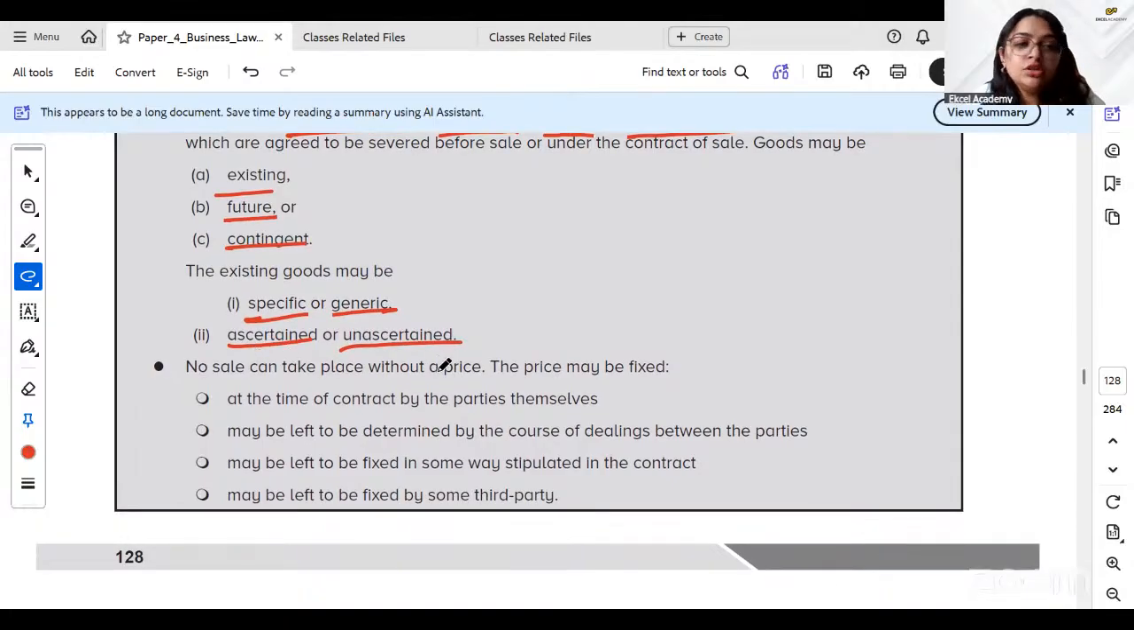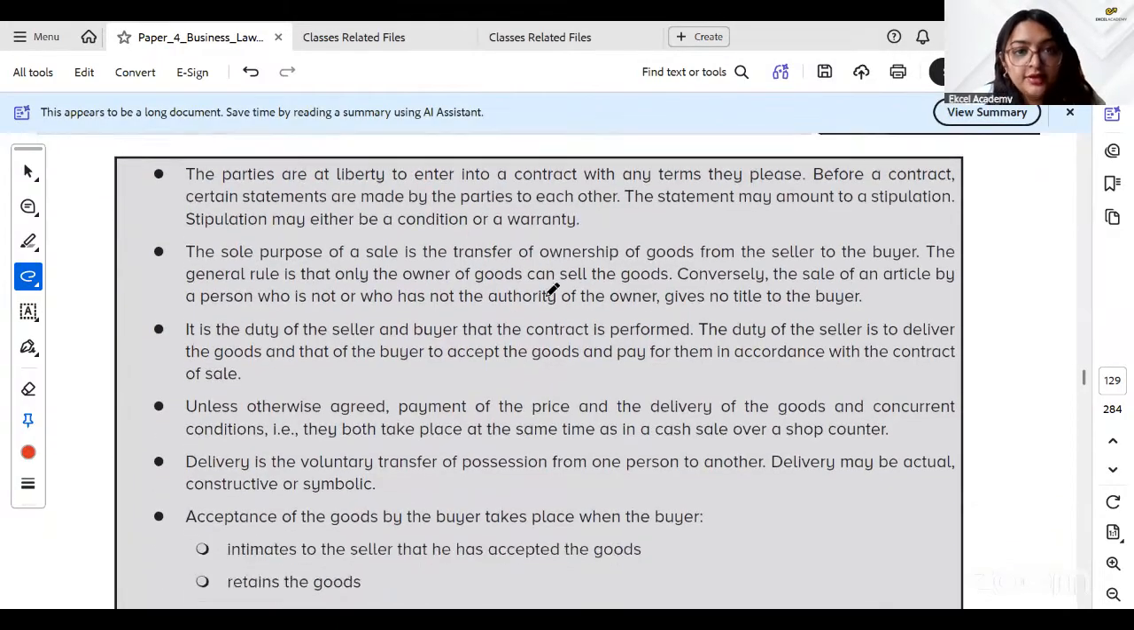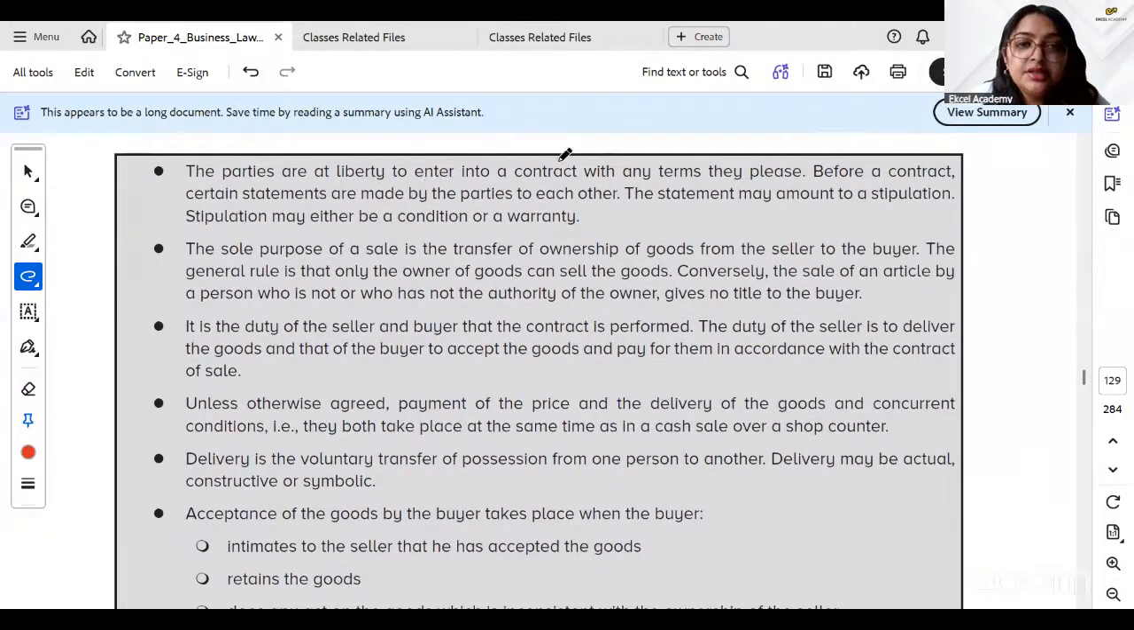Okay. No sale can take place without a price. Price is nothing but the money consideration that is an essential of the contract of sale. Okay. Now, who fixes the price? It can either be fixed by the parties at the time of contract, either through the course of dealings, or in some way stipulated in the contract, or maybe fixed by a third party. Okay. Now the parties are at liberty to enter into the contract with any terms as they may please.